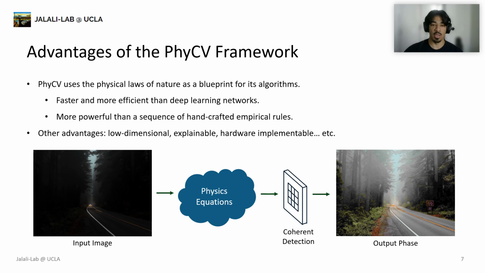More specifically, PhyCV algorithms emulate the propagation of light through a physical medium with natural and engineered diffractive properties, followed by coherent detection. The diffractive medium will apply a phase kernel to the frequency domain of the image and convert a real-valued image into a complex function. After coherent detection, the output phase contains useful features of the input image.